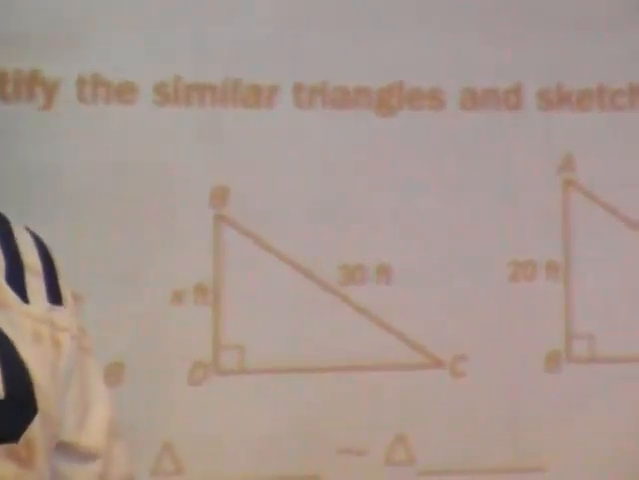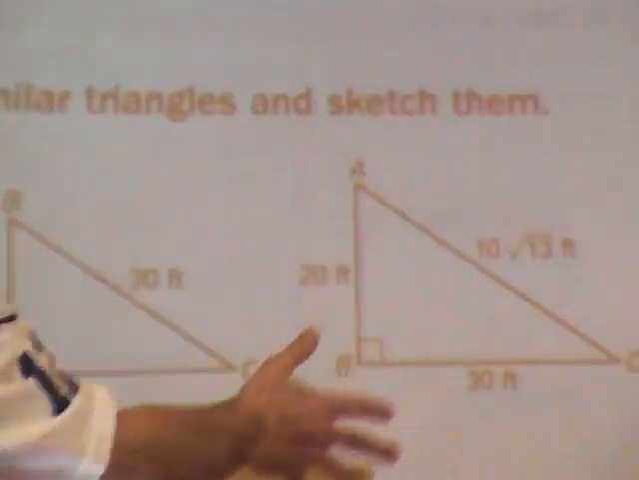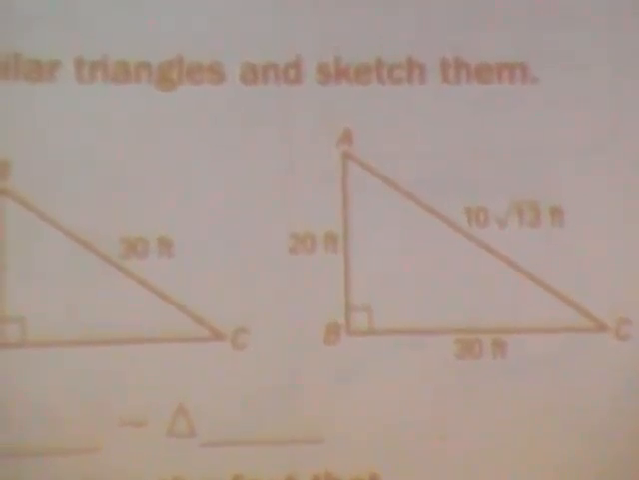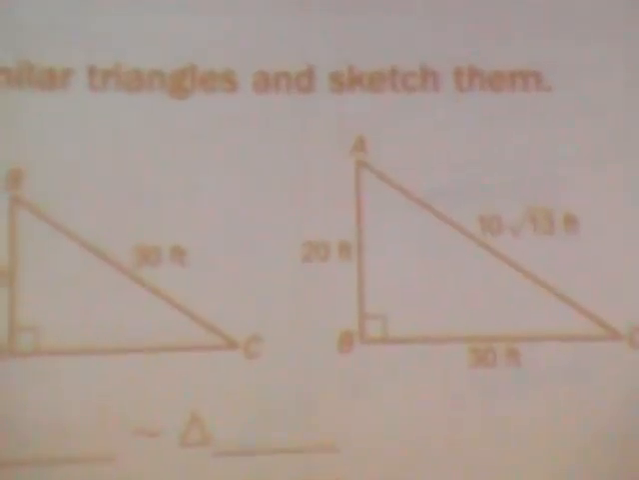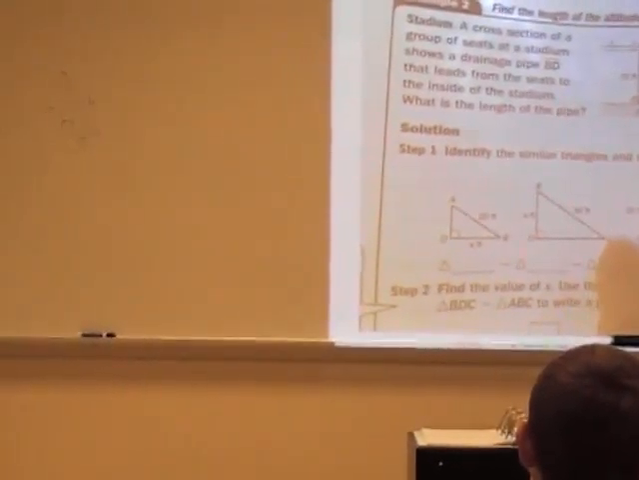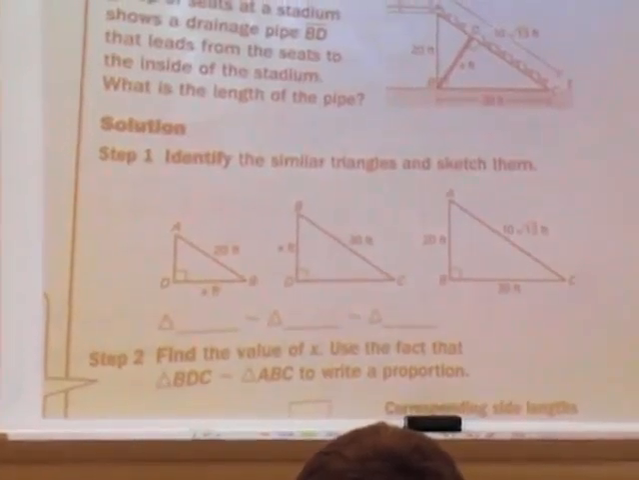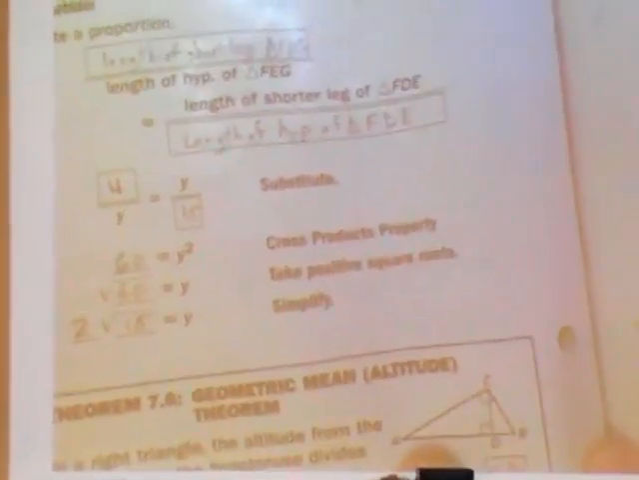Everybody got that? That's really what we're doing here. They drop the altitude down, so that makes all of them similar. Then we can do proportions, and I didn't fill this part out because everybody knows how to do this. The whole key point is that it's easier to set it up if you have them drawn separately. All right. Let's go to the next thing.